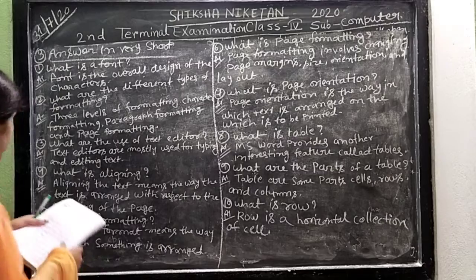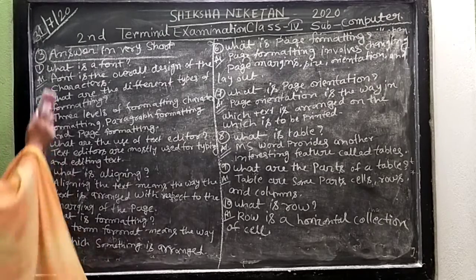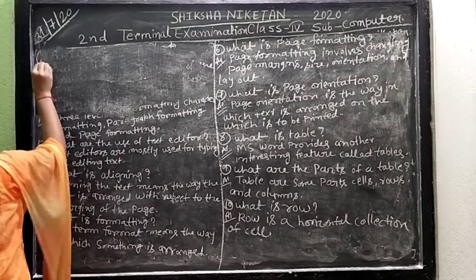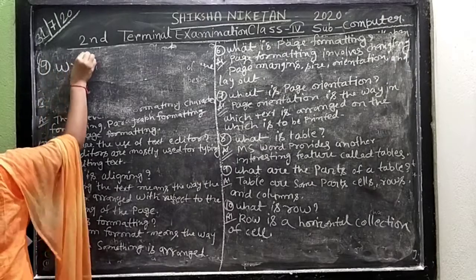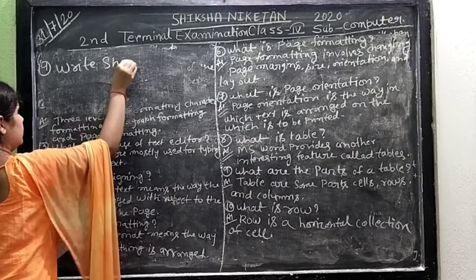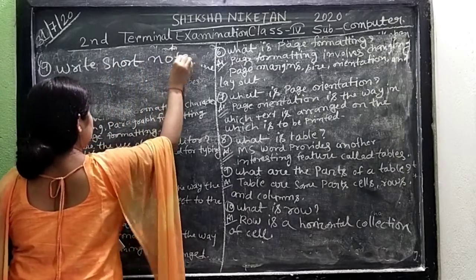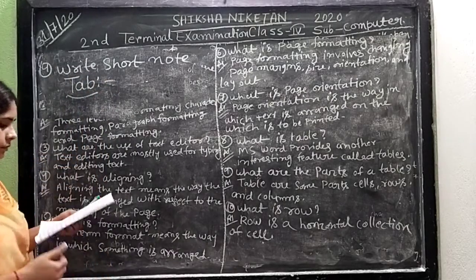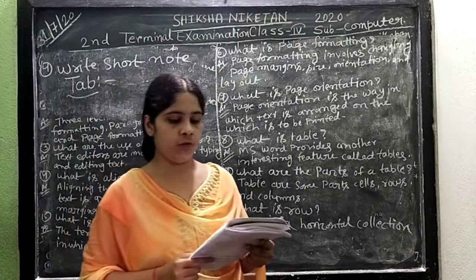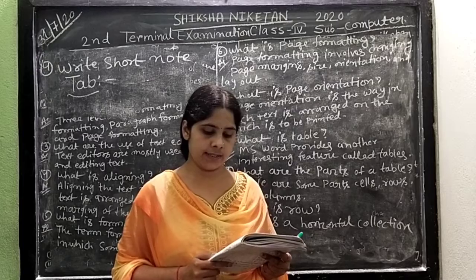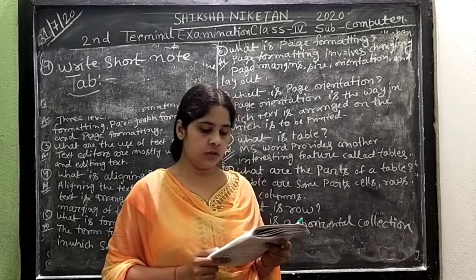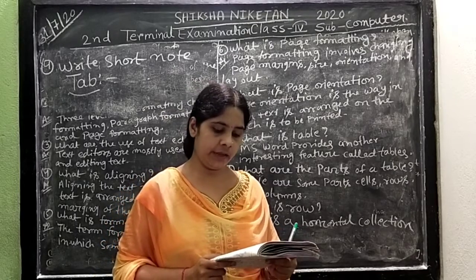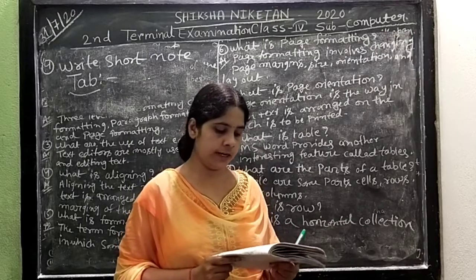Matter number 4. Write a short note on tab. When you press the tab key on the keyboard, the cursor moves to the right by 0.5 inch, because tab stops are set by default at every 0.5 inch on the horizontal ruler.